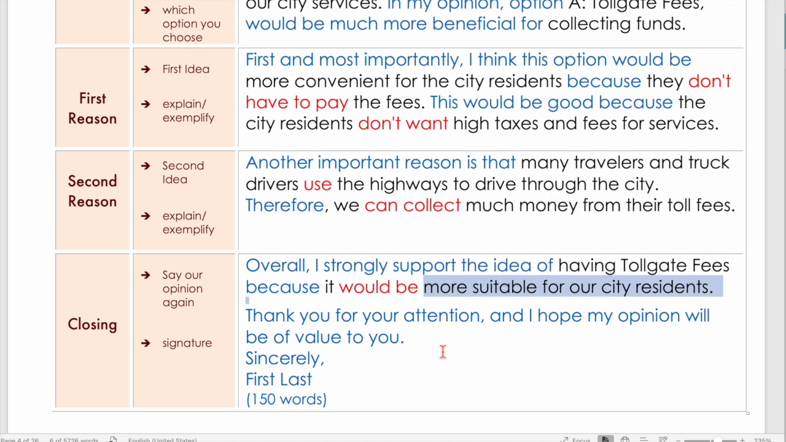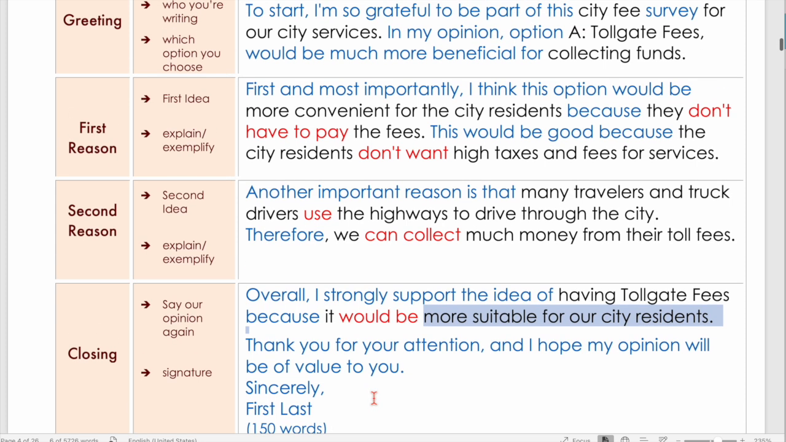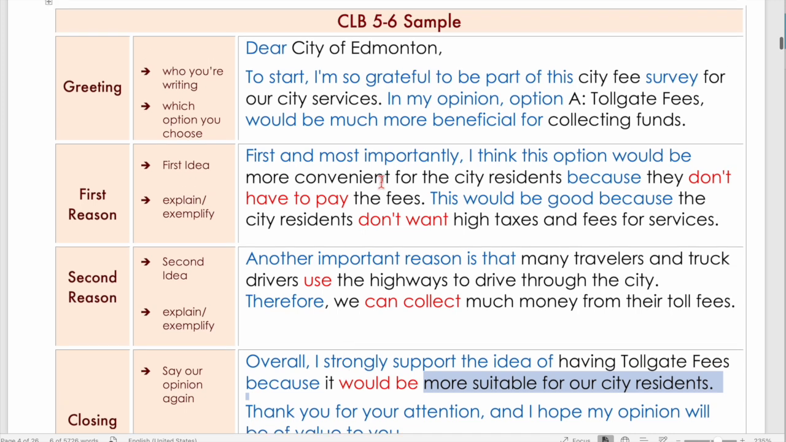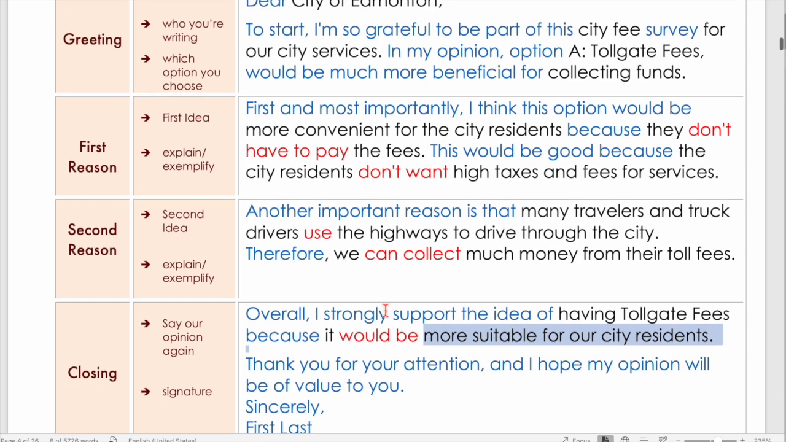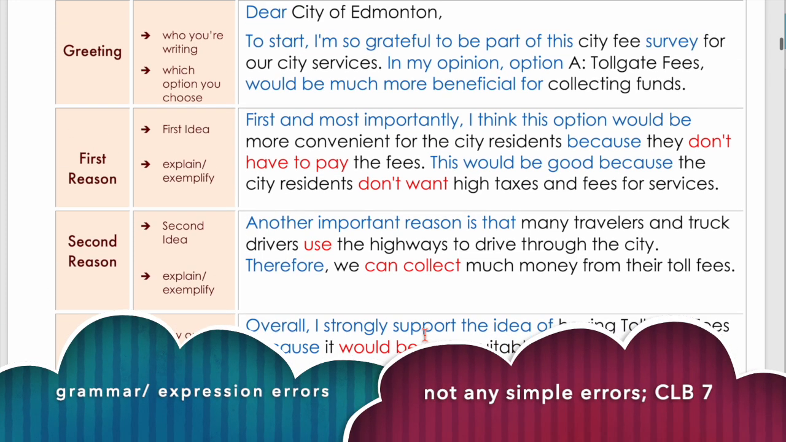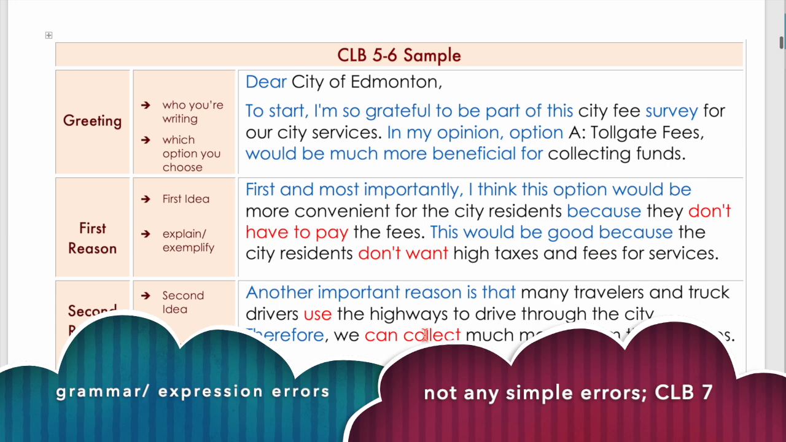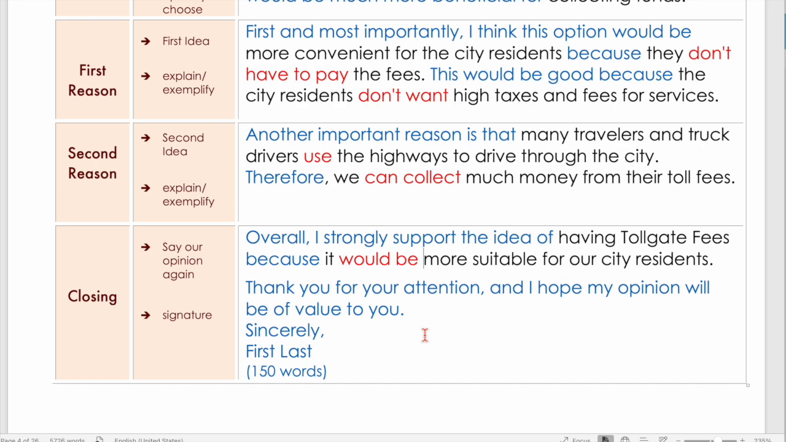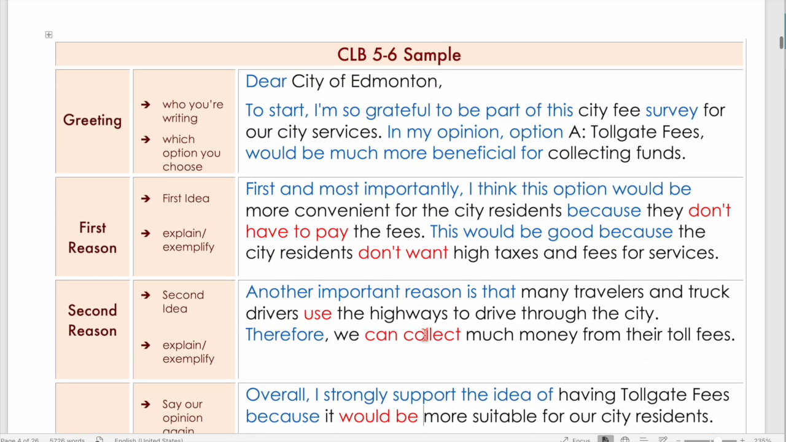So, 150 words, very good structure, very good ideas, not lots of errors or no errors. Everyone, this one, even this one, can be 7. Yes, it can. If you can write with very good organization and no simple errors, 7. Okay.